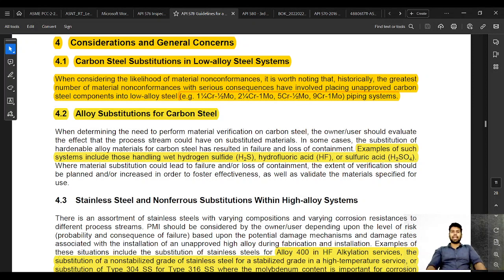So a proper analysis needs to be done to see whether the substitution is going to have any adverse effect or not. If you have scientific judgment and verification that this is not going to cause a problem, then this can be done. When determining the need to perform material verification on carbon steel, the owner user should evaluate the effect that the process stream could have on the substituted materials. In some cases, the substitution of hardenable alloy materials for carbon steel has resulted in failure and loss of containment. Examples of such systems include those handling wet hydrogen sulfide, hydrofluoric acid and sulfuric acid.